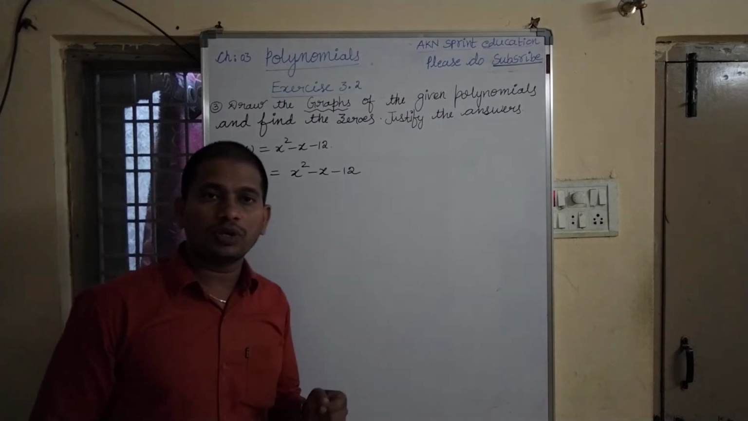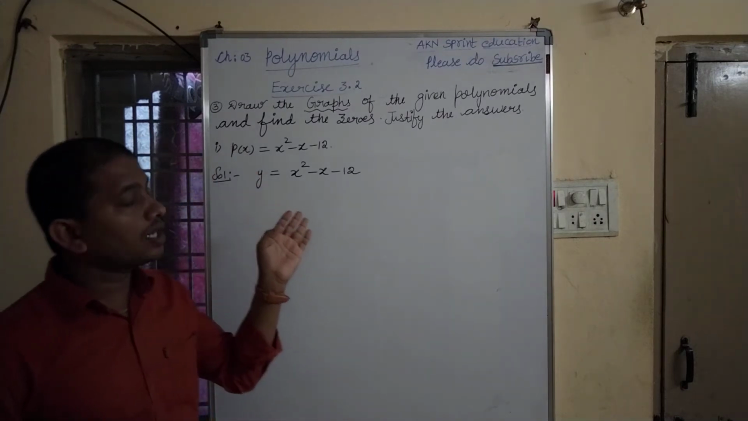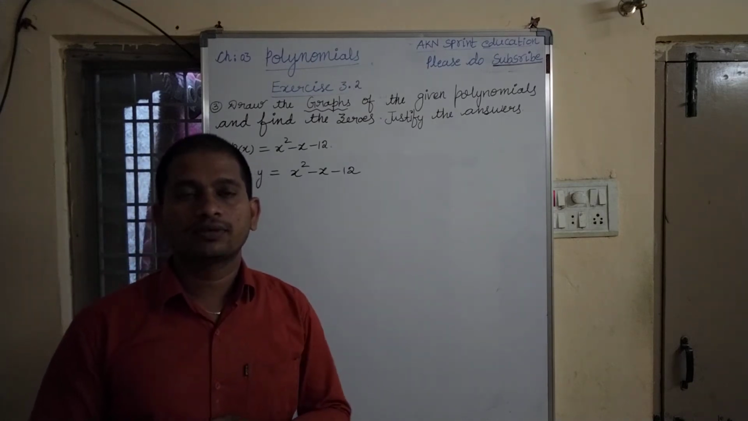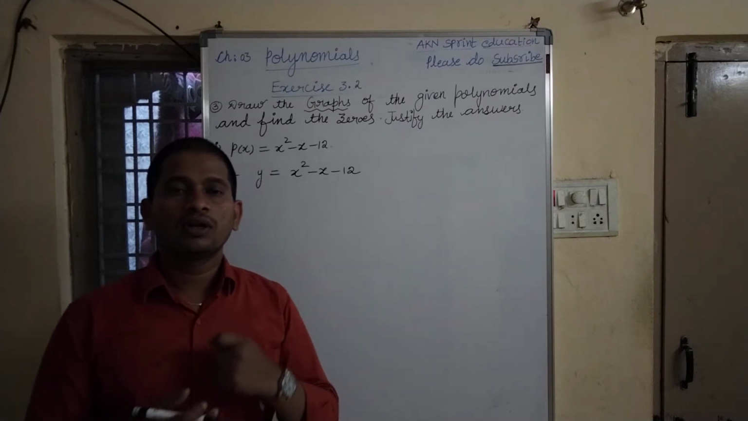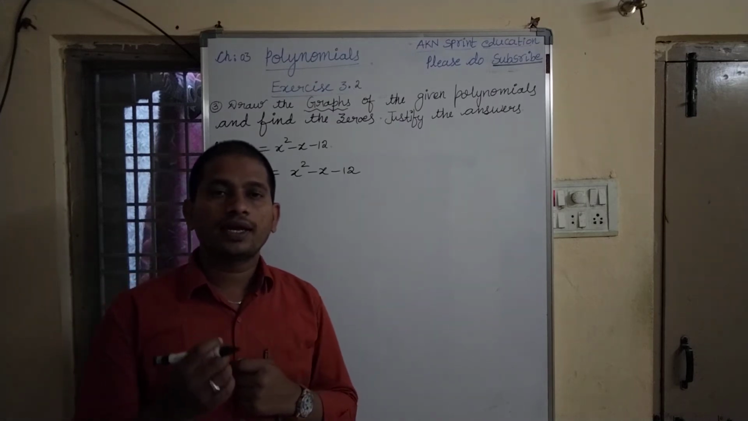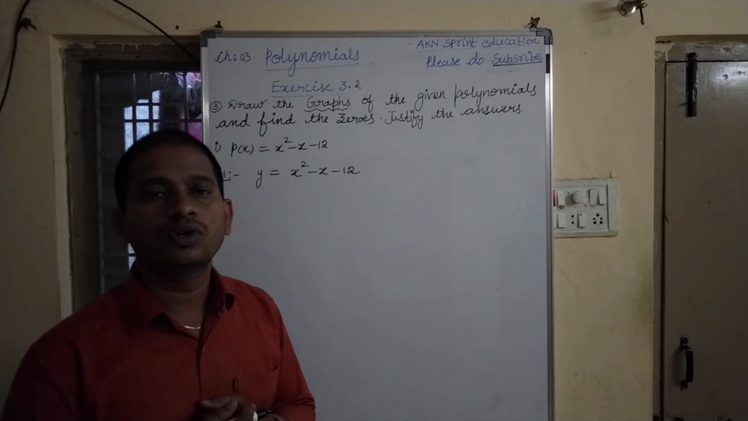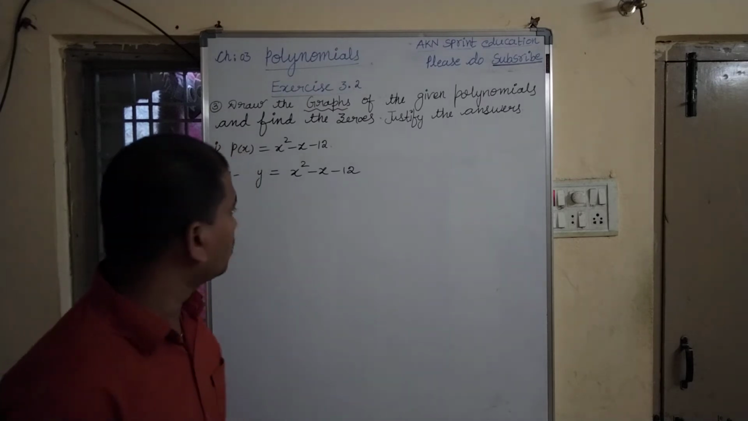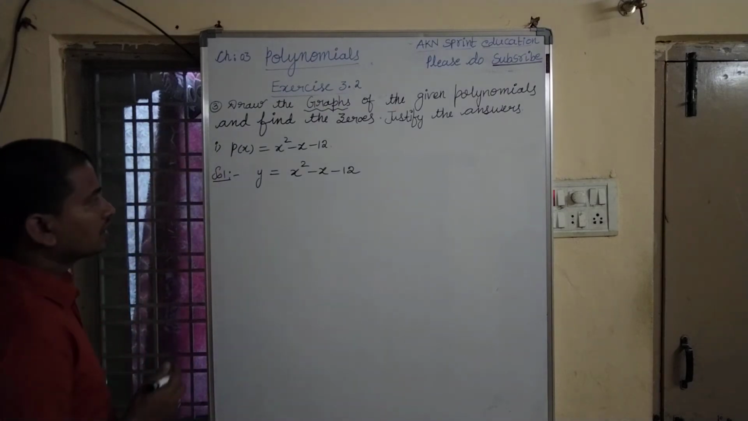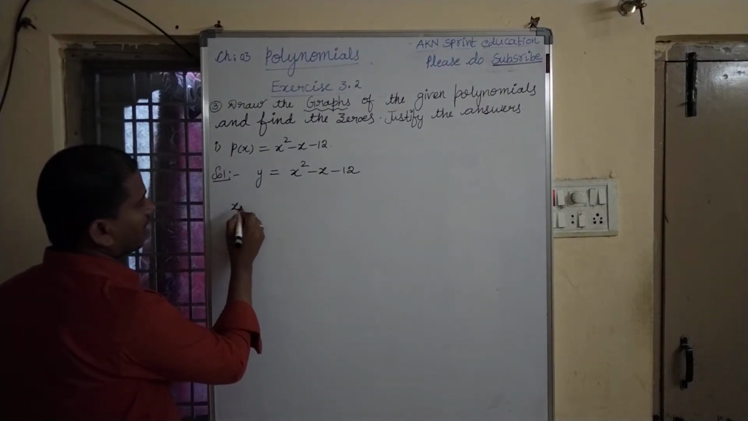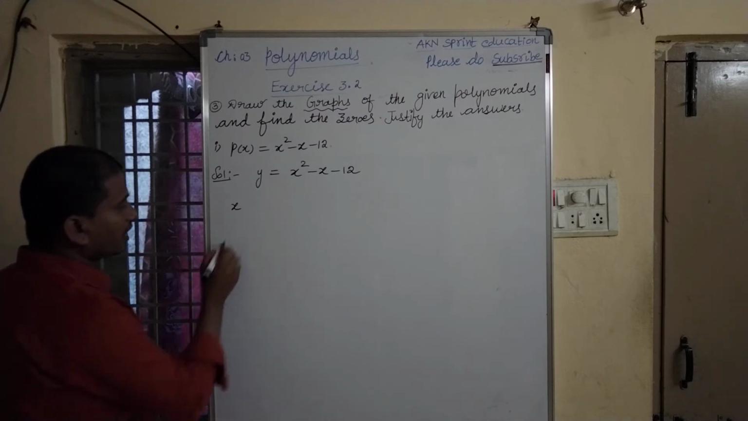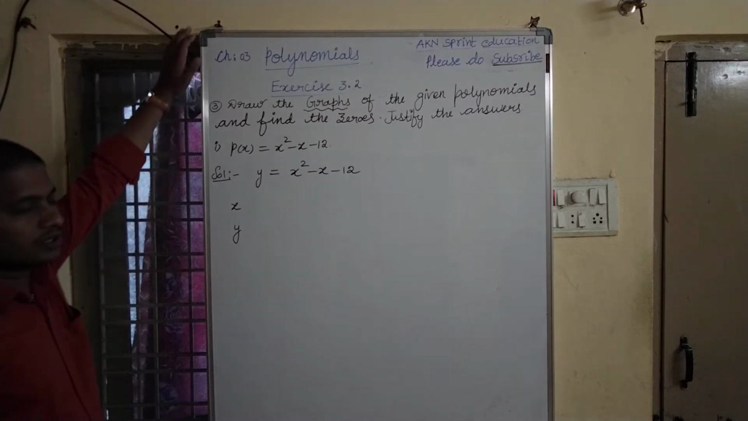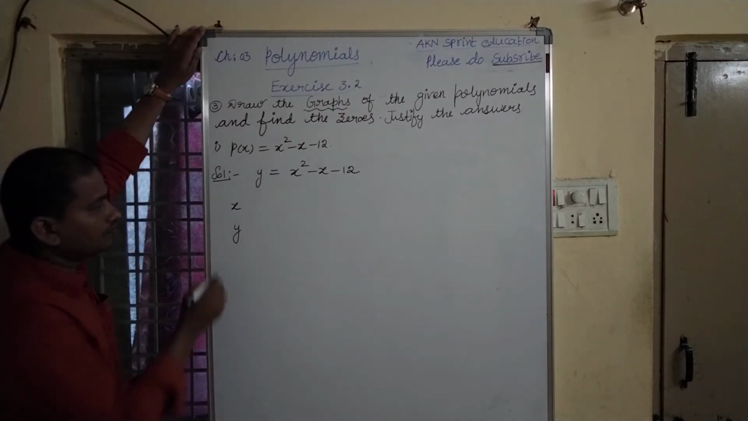See, if we want to represent the given polynomial on a graph sheet, we need coordinate points. I mean, we want x coordinate and y coordinate. So now let us find out the coordinate points. Okay, so let us take x coordinate and y coordinate. Got it?